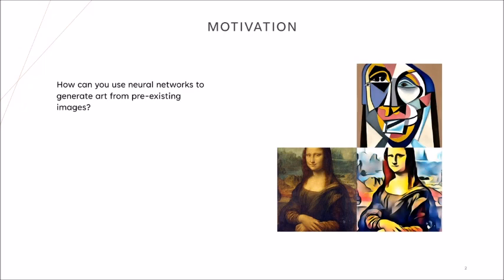So style transfer is a way in which two images are supplied, the content image and the style image. The content image is the image that will be modified, and the style image is the image that will have its features extracted and imprinted onto the content image to create a new image. So as you can see, the Mona Lisa is the content image, and the Picasso is the style image, so it basically creates a Picasso stylized Mona Lisa.